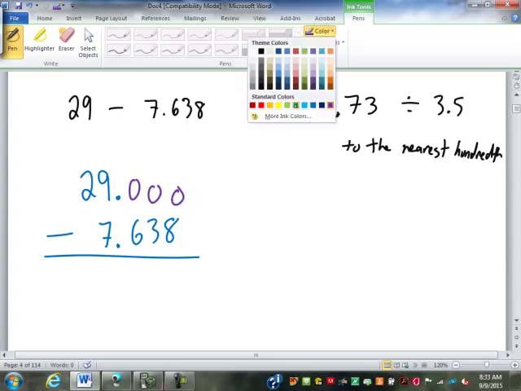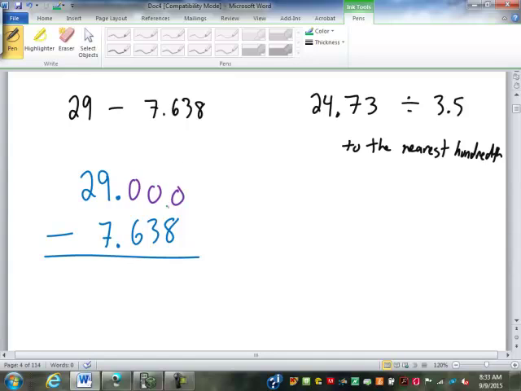And then we've got to borrow. The 0 minus 8 can't be done, so we need to borrow. Nothing here to borrow from. So we go to the 9. This is 8. That becomes a 10. And we just keep borrowing until we get to where we need to be down here.